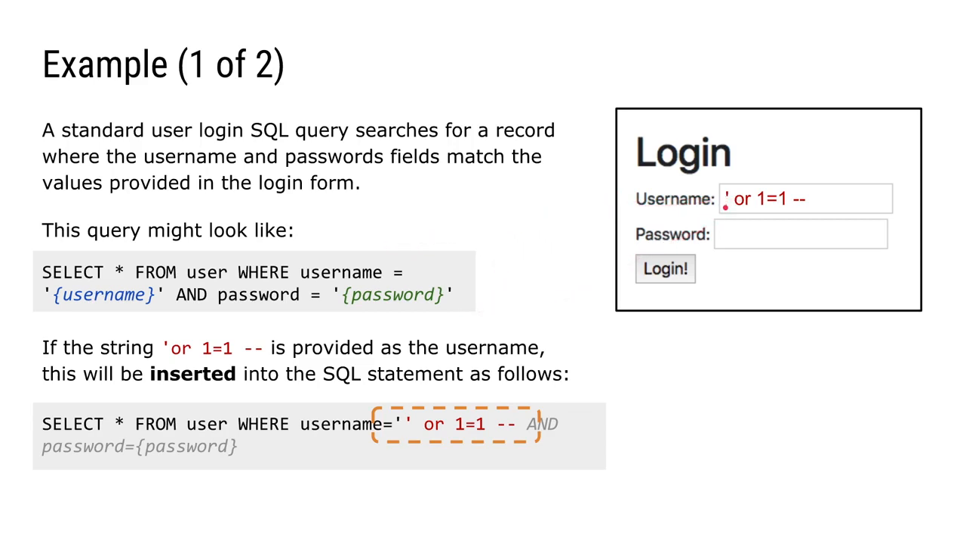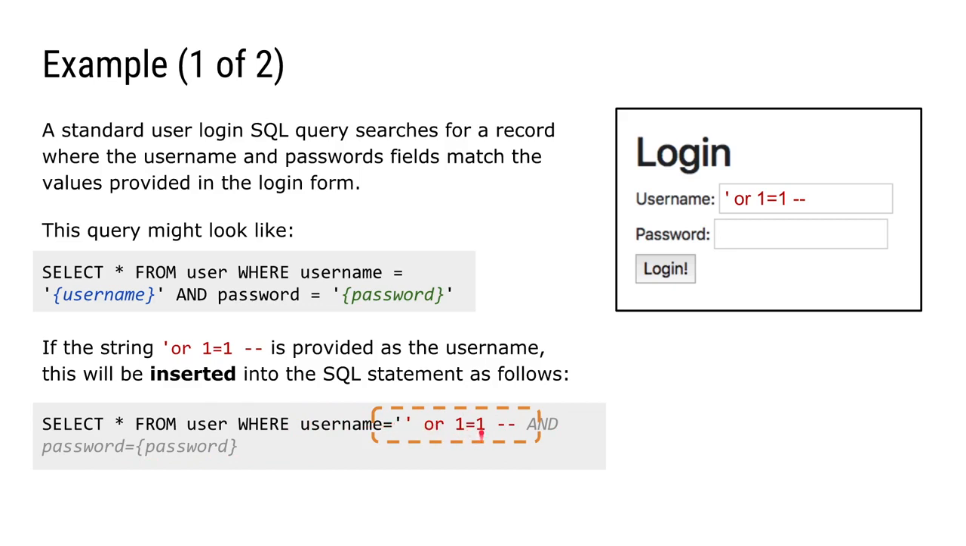Now if we provide this particular string of closing quote or 1 equals 1 hyphen hyphen, that gets inserted into here. So our SQL query now says select everything from user where username equals blank or 1 equals 1. And then we've got this hyphen hyphen, and in SQL hyphen hyphen is the prefix for a comment. So the database engine just ignores everything after that, so the rest of this doesn't even get run. Now this bit's the interesting bit: username equals blank or 1 equals 1.